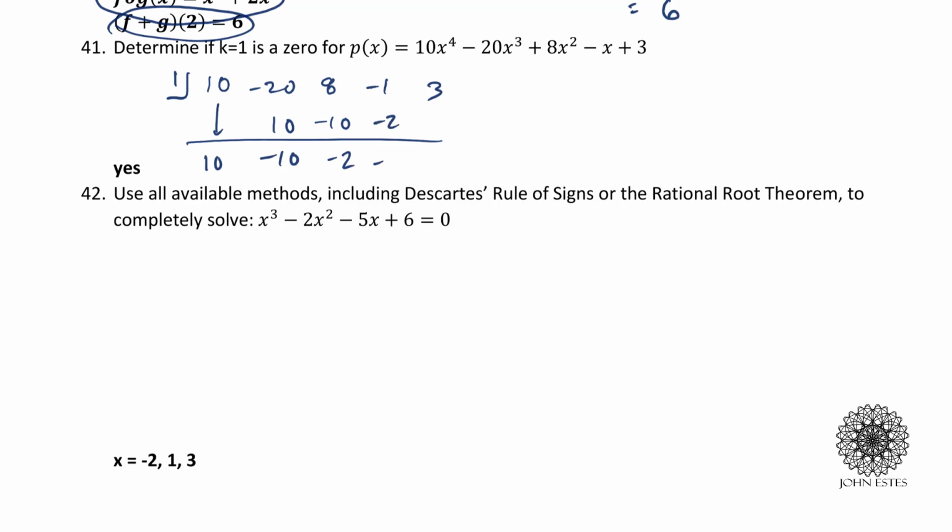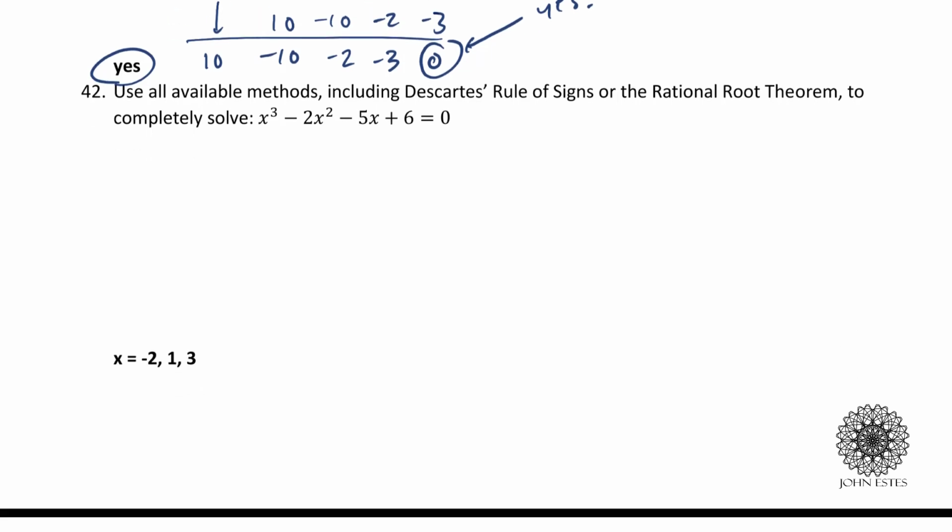Negative 2 plus negative 1 gives you negative 3, times 1 gives you negative 3. Add, you get a 0. If I get a 0, that means that this k equals 1 is a 0 of this polynomial. If I don't, it's not. So it is 1. All right, 42.